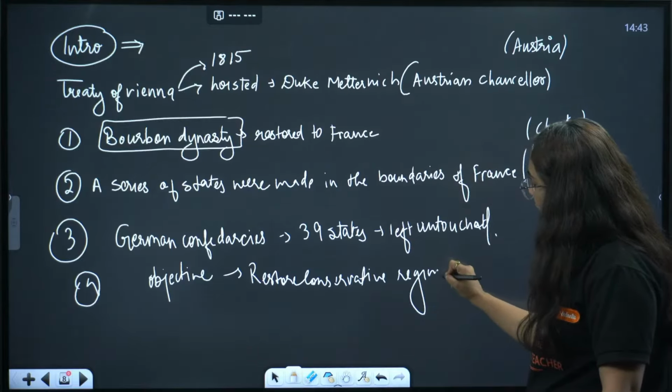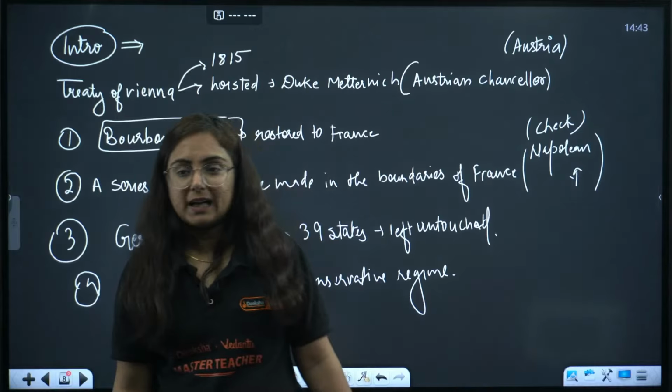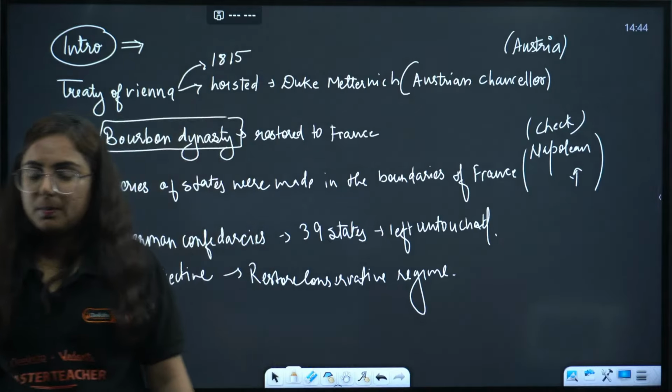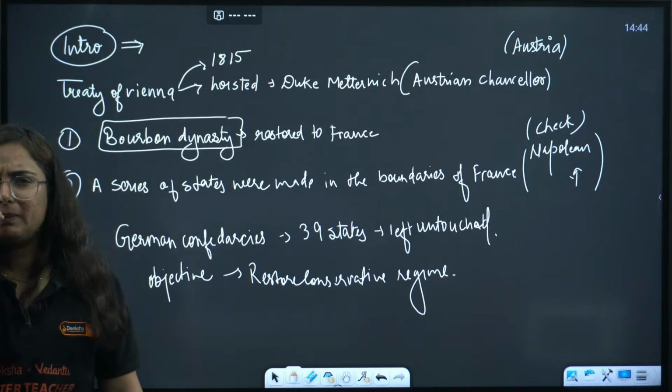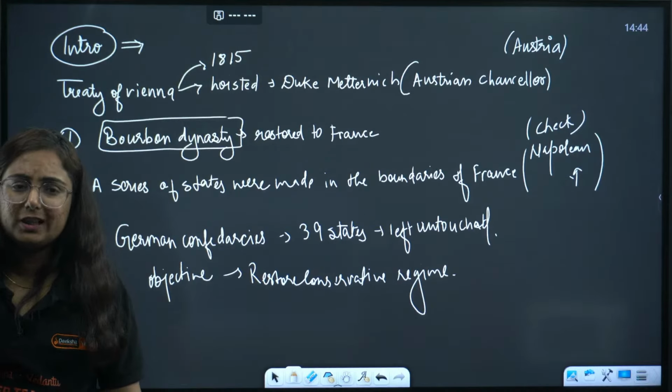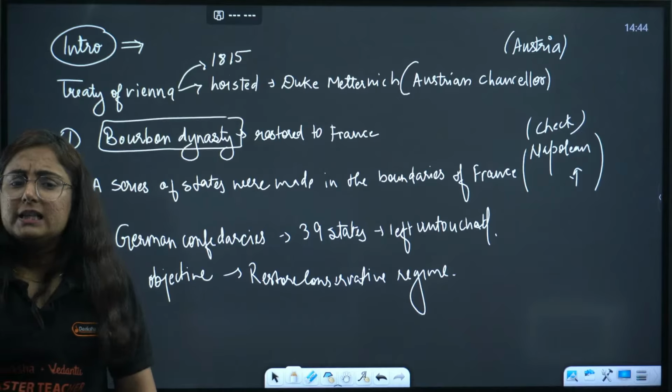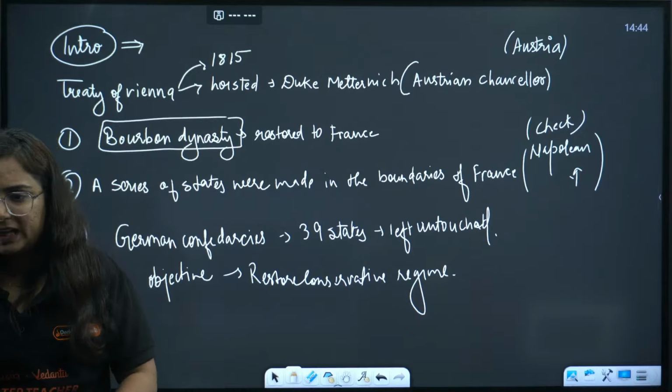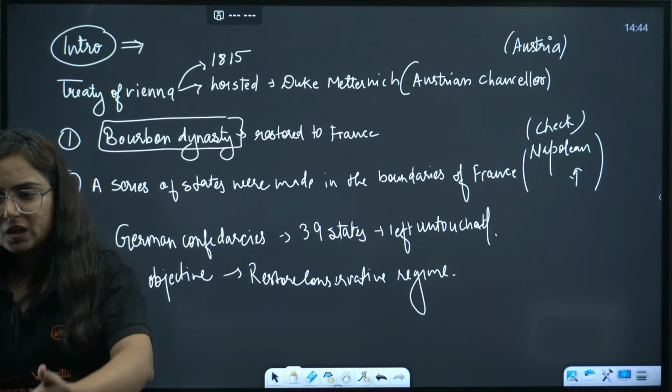Now tell me, will you be able to write this Treaty of Vienna in a good manner? Russia was given part of Poland. Yes. If you remember those points, you can write them. If you don't remember those points, you can write it this way also: that a series of states were set up. Yeah, 39 states. Conservative.